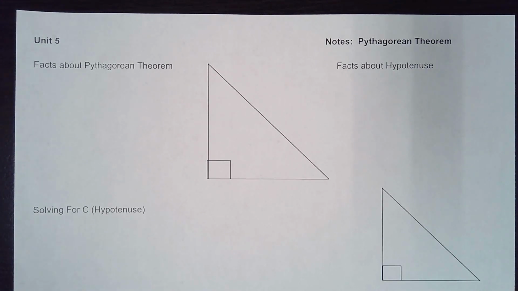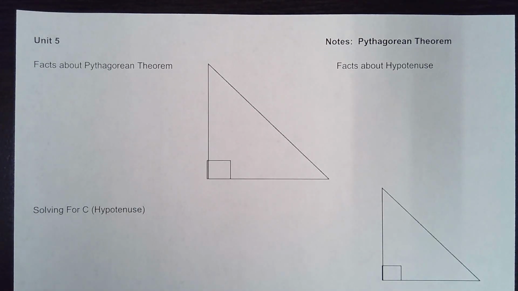So what is Pythagorean Theorem? First of all, we use Pythagorean Theorem to help us find a missing side, one missing side of a right triangle. So first of all, what the heck does a right triangle mean?